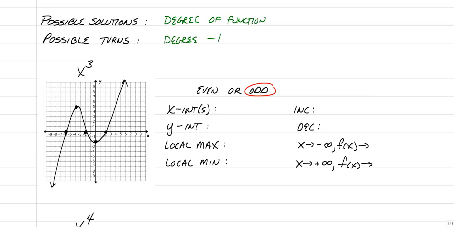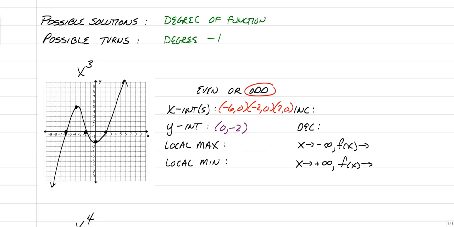What are the x-intercepts? We have one at (-6, 0). We have another one at (-2, 0), and another one at (2, 0). Now notice, this is an x cubed. It has 3 possible solutions. There they are: -6, -2, and 2. Those are your 3 solutions. Your y-intercept is still where it crosses the y-axis. So this is (0, -2).